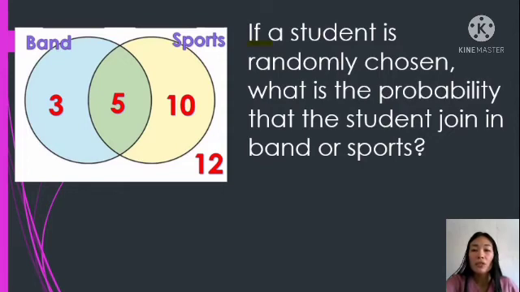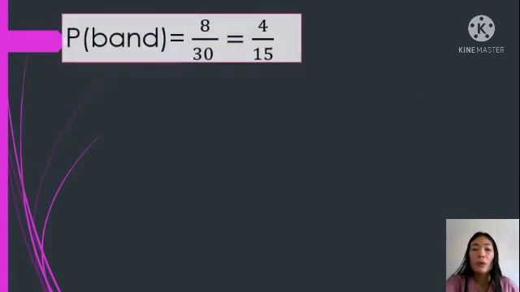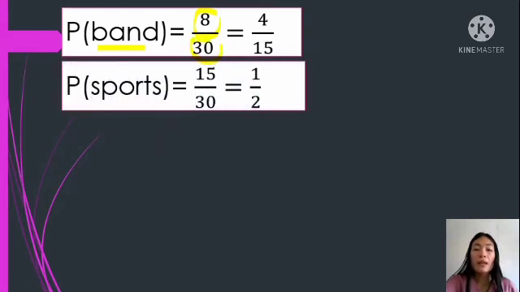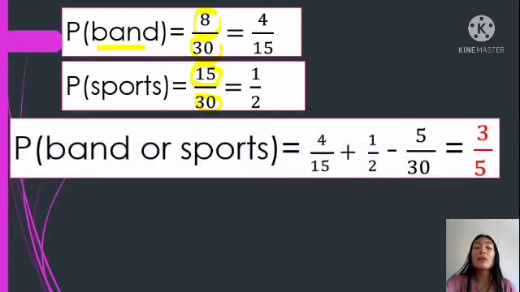Okay, so using the formula in finding the first event, which is the band, so 8/30, because there are 8 students out of 30 joined in band, or 4/15. And for the sport event, we have 15 students joining in sports out of 30 students. So this is 1/2. So what is now the probability of randomly choosing students join in band or sports?